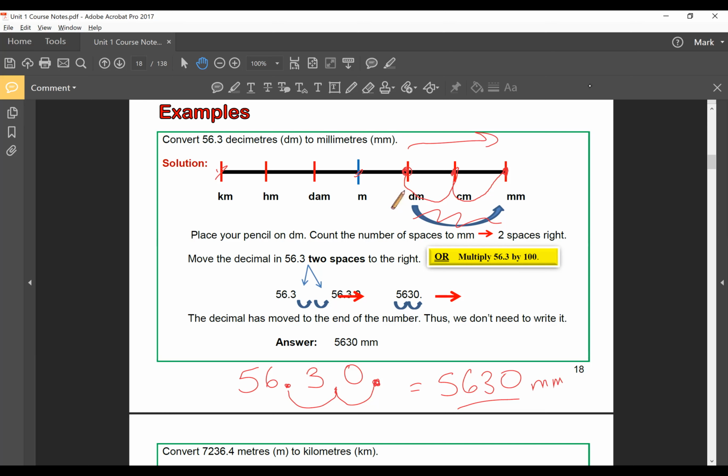We typically multiply. We don't use the unit conversion guide a whole lot because we're only dealing with milli and kilo, or kilo and milli, mostly.